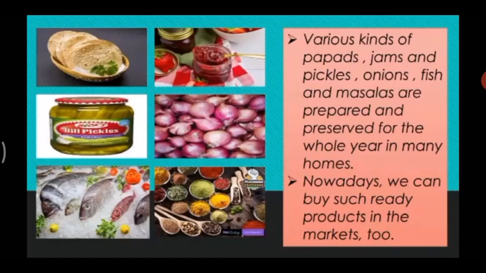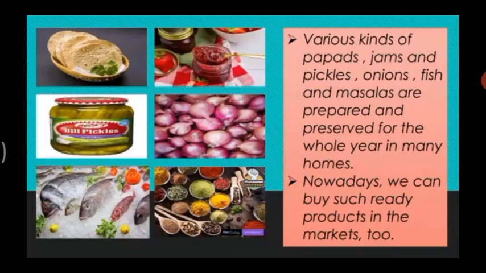But rather than buying from the market, as it is added with preservatives, so what do people prefer? People prefer to make them at home. That is homemade. And even in the market, you get homemade things. People prefer such things because they are safe and healthy for eating. So all these things are available throughout the year.